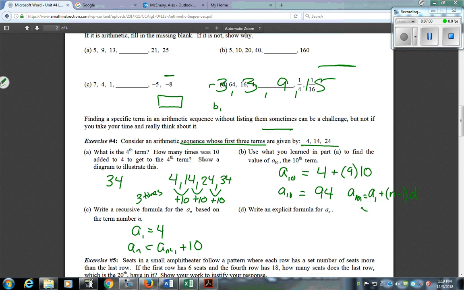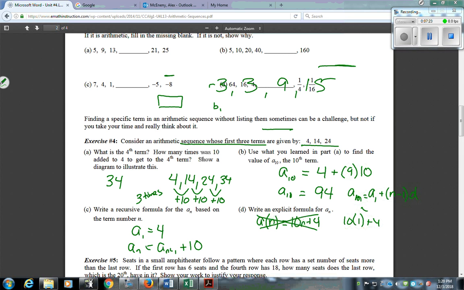And an explicit formula for this, again, you might be thinking that it's going to be 10n plus, I'm going to write this even though it's wrong. Some people are thinking, okay, it's going to be 10n plus 4. But if you put 1 in, you get 10 times 1 plus 4, which is 14, which is the second term. So you have to subtract 10 from that last number, the 4.